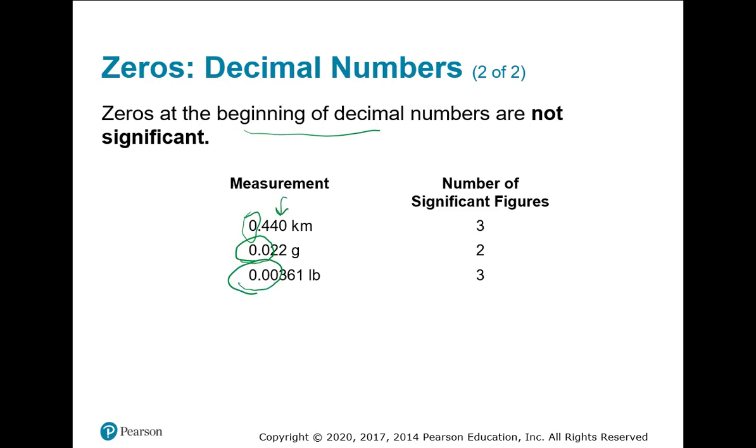These are not significant. Let's see though. Is this 0 significant? Yes. It's after the number to the right of a decimal. So this would be 3 sig figs. Those 2 2s are significant, and the 3, 6, and 1 are significant.